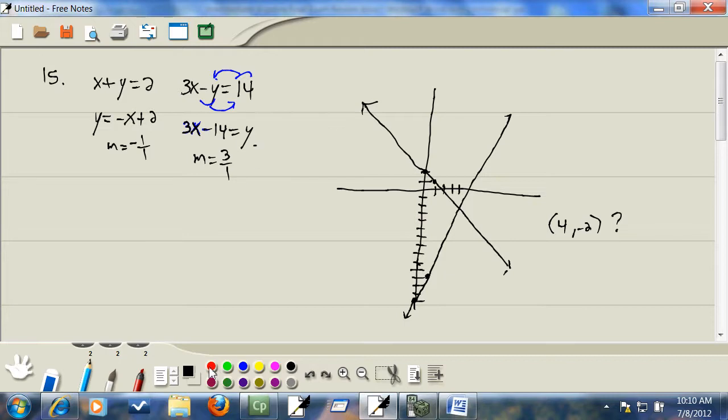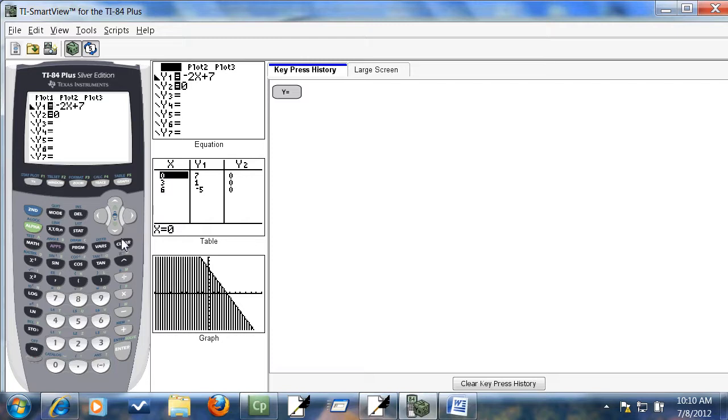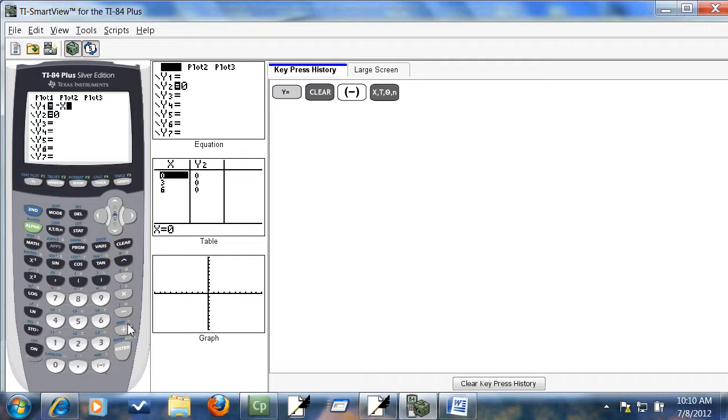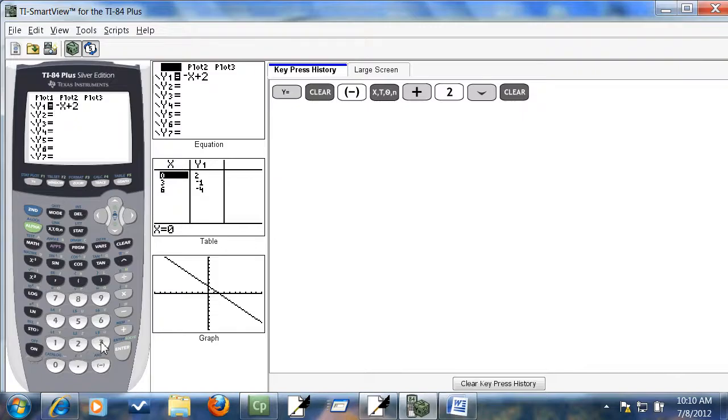Now, if you're doing it on the calculator, you still have to solve for y, because you can't put anything in your calculator unless you have it as y equals. So these are in perfect form right here. We're going to have y is equal to negative x plus 2. So go to y equals, clear, negative x plus 2. Then I'll down arrow to y2, and I'll press clear out anything I have there. And then I've got 3x minus 14. So 3x minus 14. And then I'll push graph.